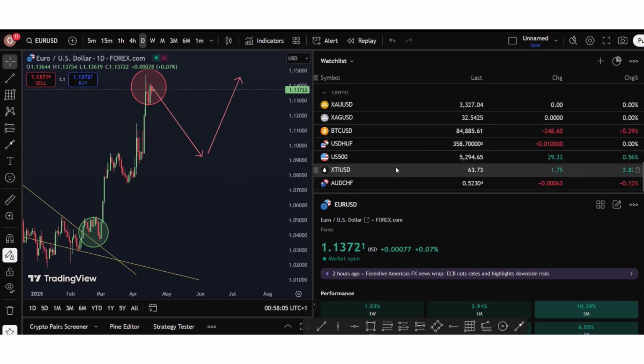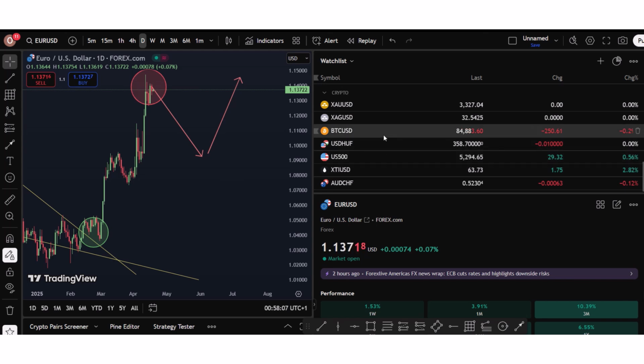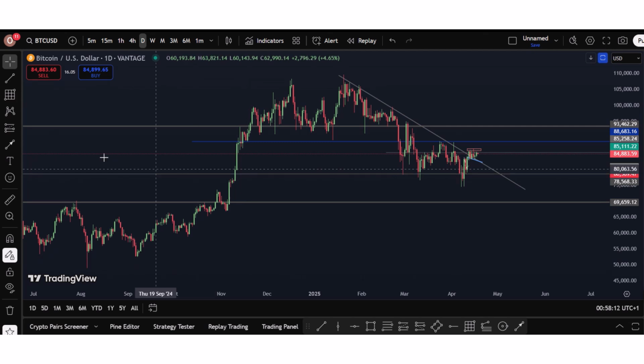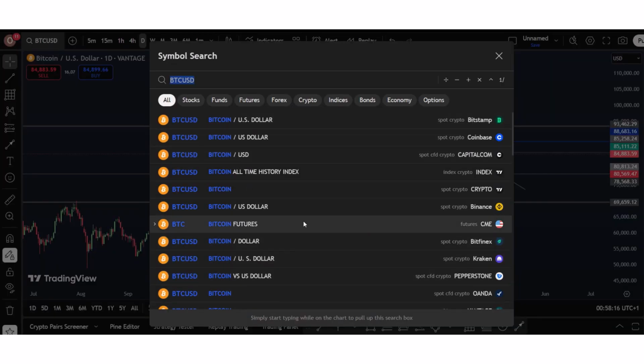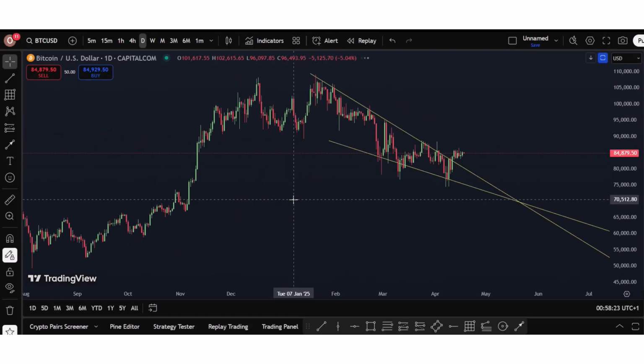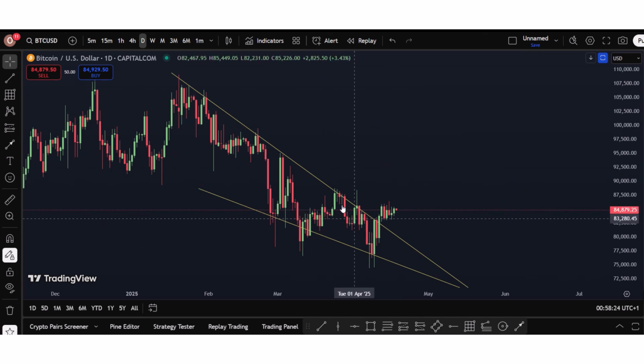You can see it almost everywhere. If you come to Bitcoin, let's use Bitcoin for example. So let's use a different chart. If you come to capital.com, we're expecting it to form, but it's not from the top to this neckline. This neckline is the most important neckline.